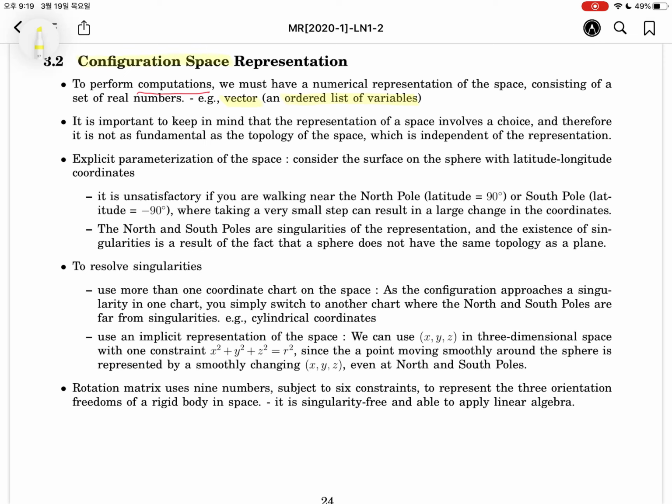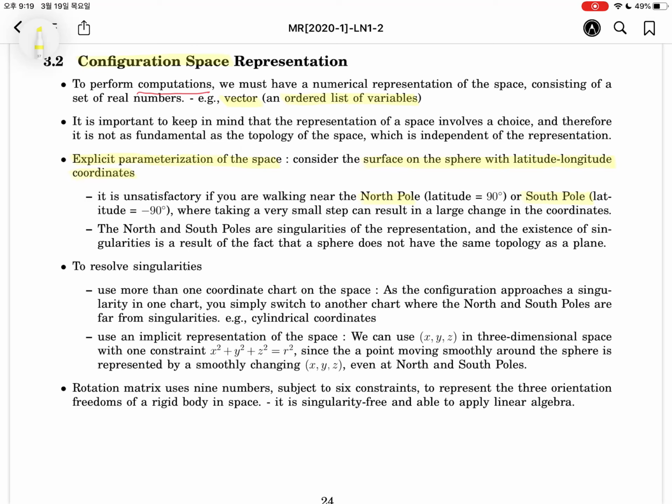In the case of computation space as simple as possible, the explicit parameterization of the space is one of the good methods to represent the space. Consider the space on the sphere with the latitude and longitude coordinates. It's enough to express the coordinate values, but it has some problem at the north pole or south pole.